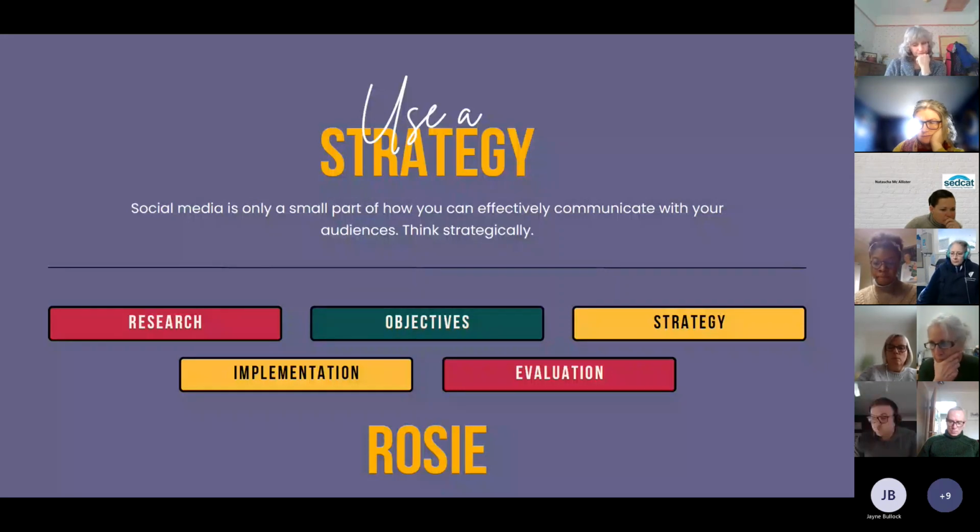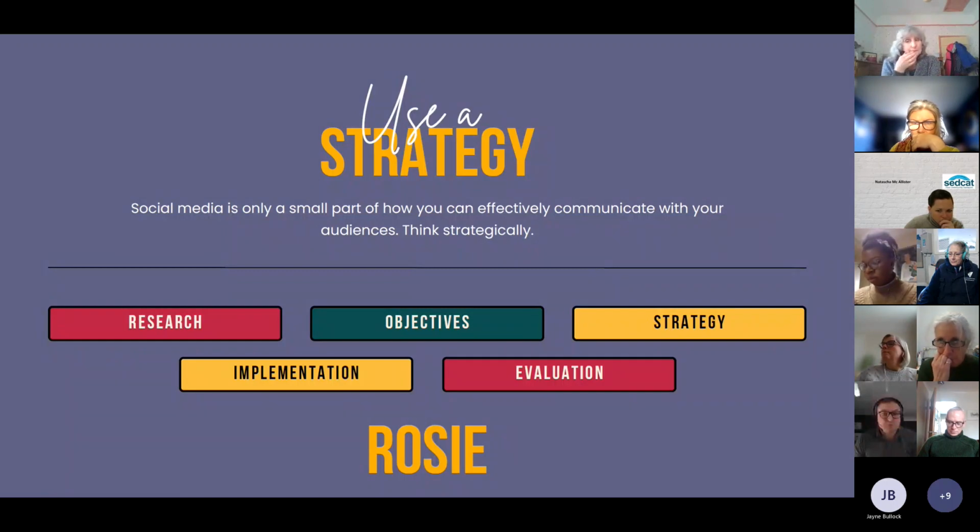Then you've got your key messages. So for each of those audiences that you're trying to engage with, what do you want to be telling them? And how much influence do your audiences have? How much work do you need to put into engaging with those audiences? And the implementation is the doing stage.